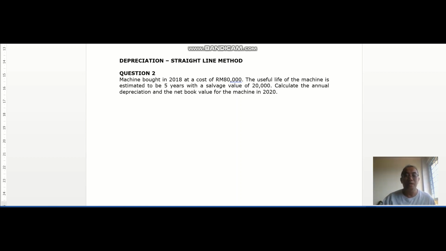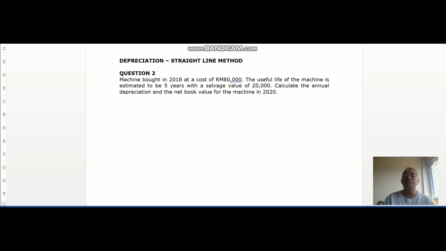Okay, sorry. Now for question number 2, a machine bought in 2018. This is the same question as the previous one, question 1. The machine was bought in 2018 at a cost of 80,000, same. The useful life of the machine is estimated to be 5 years, still the same, but here we have a difference, that is a salvage value of 20,000. If you have a salvage value of 20,000, it means that after 5 years the machine is estimated to still be sold for 20,000.